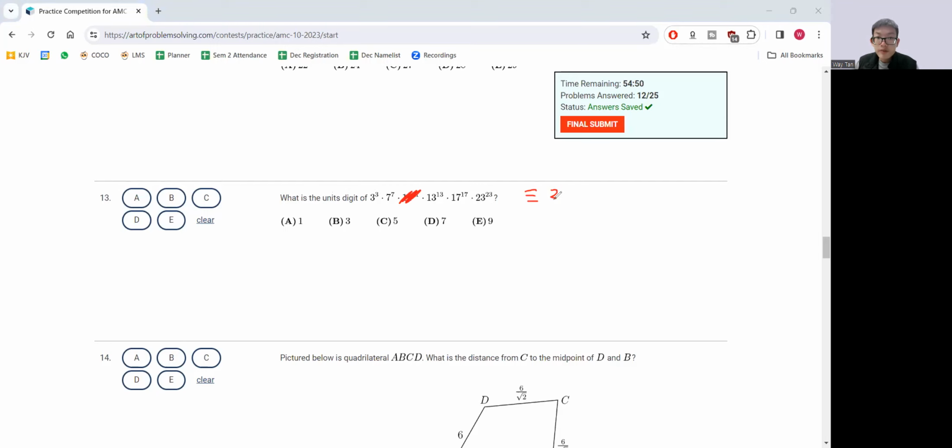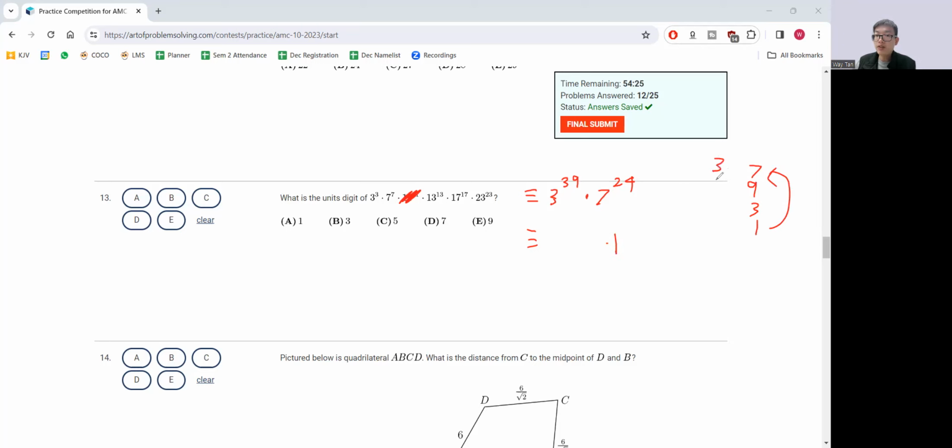What happened to my cursor? 3 to the 39 and 7 to the 7 plus 17 is 24. Now, what I'm saying is that every set of 4, it goes back to repeat and it goes back to 1. So 7 to the power of 24, if you write out the powers, indeed it goes 7, 9, 3, 1, and then loops back. So this is just 1.